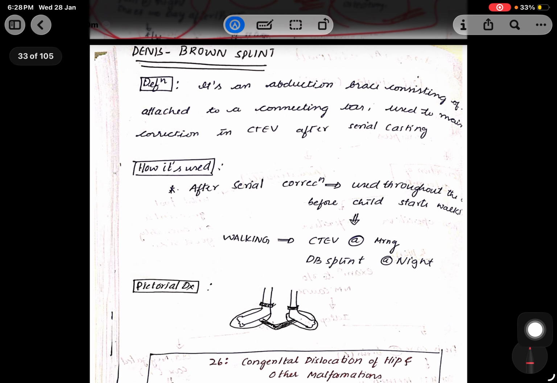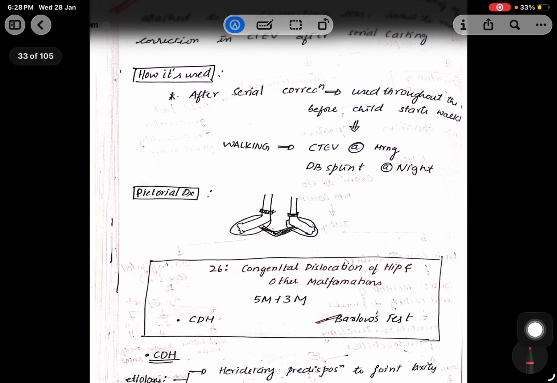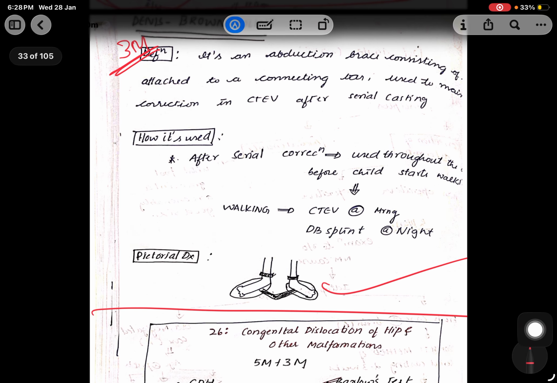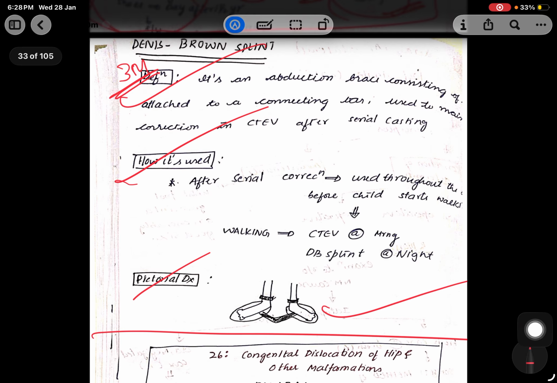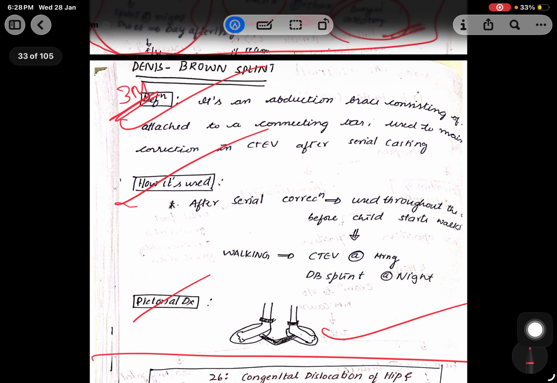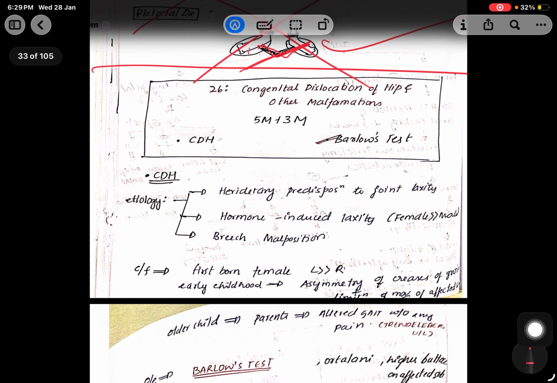Again, they might ask you for a 3-marker: what is Denis Browne splint? Make sure you fill it for a 3-marker or 5-marker. You can write the definition, its use and a pictorial diagram. There's nothing extra to explain, but it's not used. How do you expect him to use this throughout, till 5 years? It's not possible. We have other alternatives, so these questions are meaningless. But again, they have the potential to ask for 10.